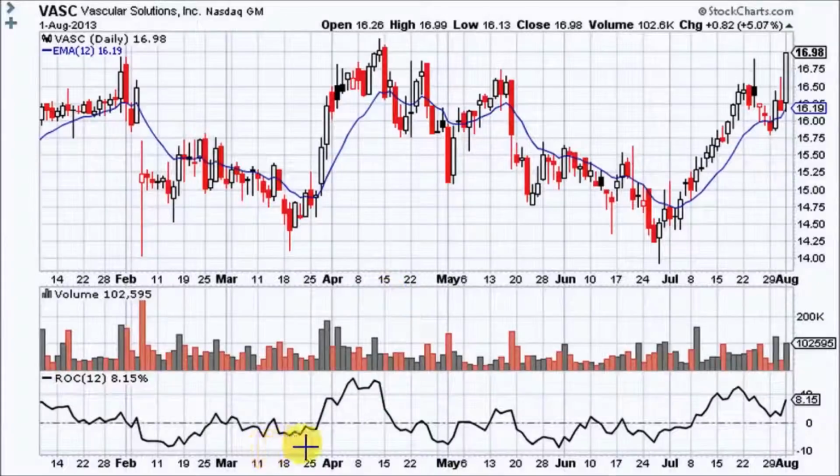Okay, but right here is where things change. ROC gets above zero on huge volume on a huge white candle for 2 days in a row that clears all resistance in this area. So that's what you want to see. This is a momentum move.